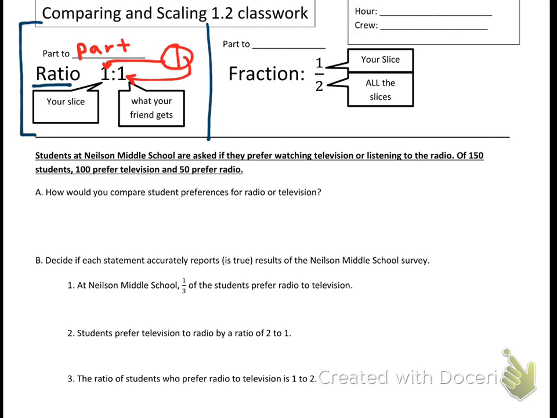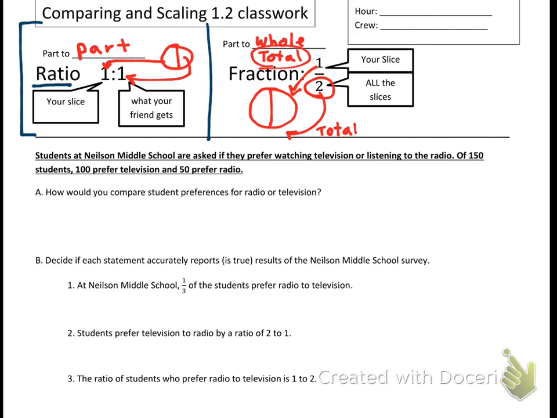Now a fraction is a part-to-whole. How many total slices are there? If there are 2 slices of this pizza and you get one of them, there were 2 total, but your slice was just 1. And that's what makes a fraction different from a ratio. A ratio does not add up all your parts together.